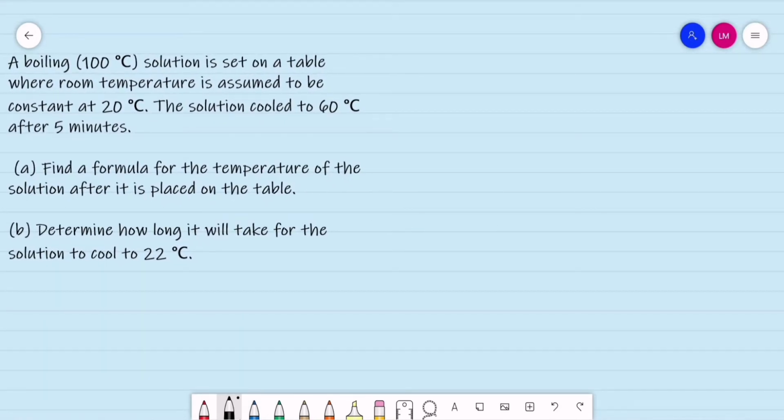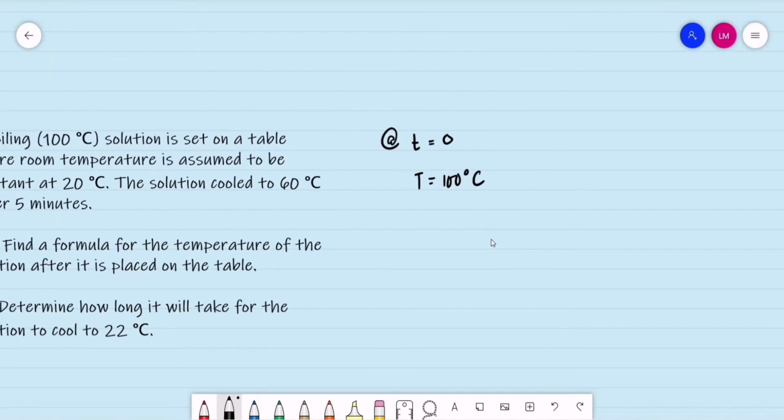Alright, so according to the problem, initially, or at time equal to 0, we have an initial temperature equal to 100 degrees Celsius. Taking note that we are bringing a boiling solution to a room with a temperature of 20 degrees Celsius, this case is basically cooling.